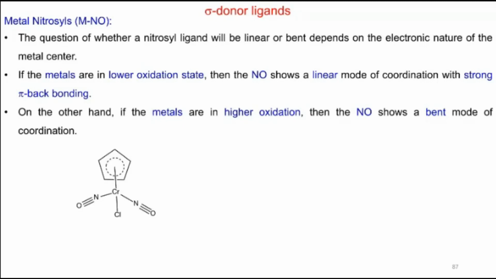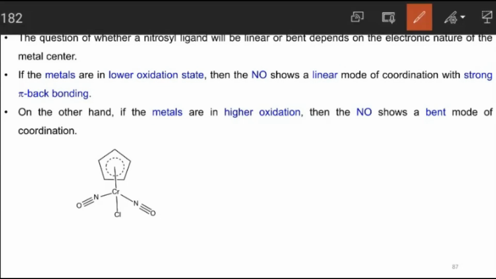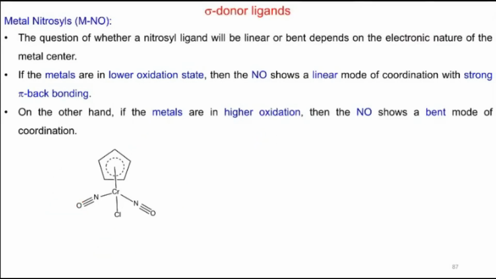Can anyone tell me what is the oxidation state of the chromium in this complex? What is the oxidation state of chromium? 0, sir. How do you say 0? Cp ring is -1, fluorine is -1, this is minus 1, and then NO is +1. Yes, right. Because in this case, the nitrosyl is in a linear mode of coordination, therefore you should treat it as +1. Therefore, the oxidation state of the chromium in this case is the 0 oxidation state.